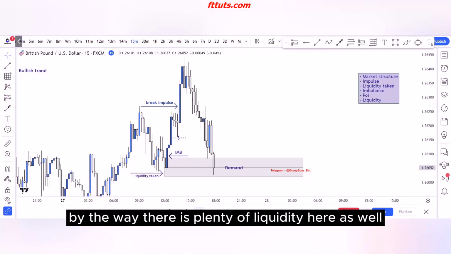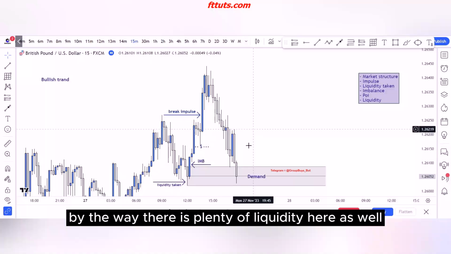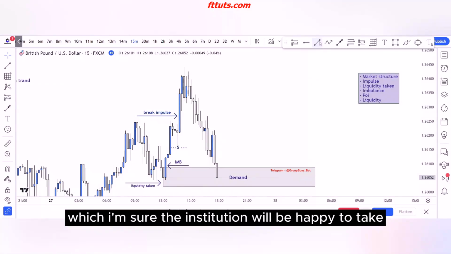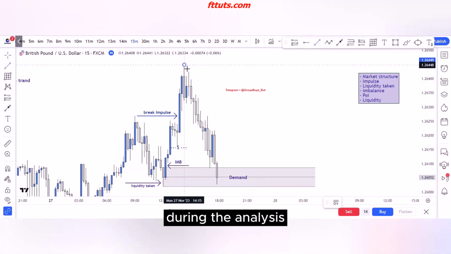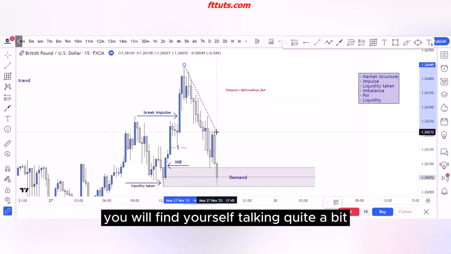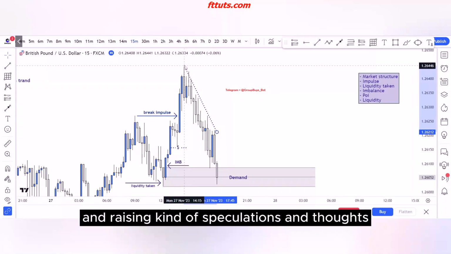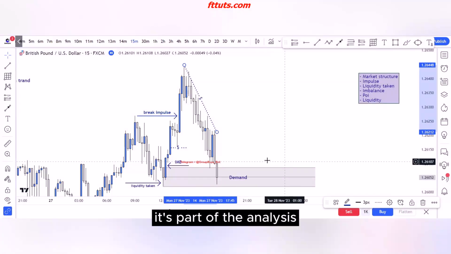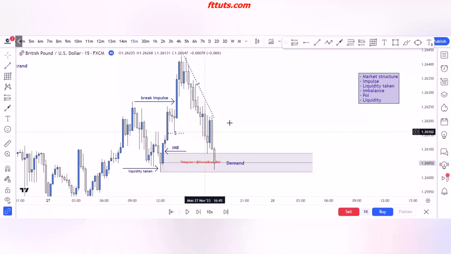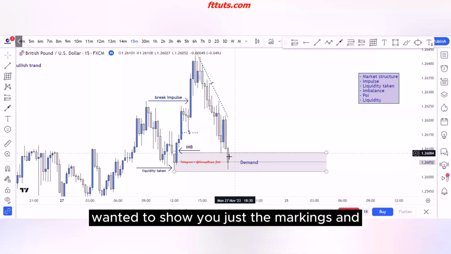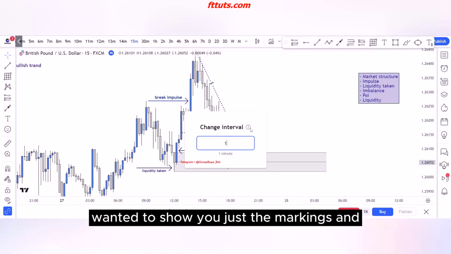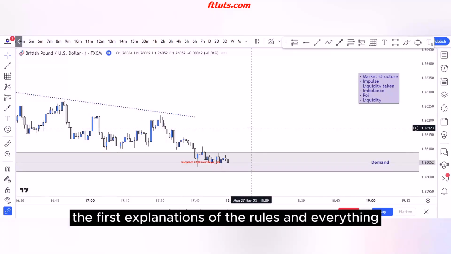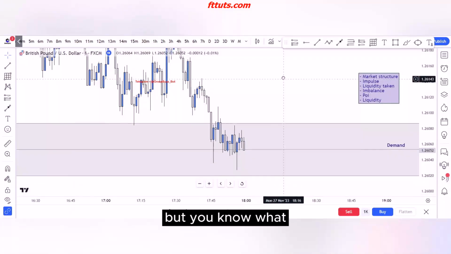By the way, there is plenty of liquidity here as well, which I'm sure the institution will be happy to take. During the analysis, you will find yourself talking quite a bit and raising kind of speculations and thoughts, and that's fine. It's part of the analysis. So this is what I wanted to show you, just the markings and the first explanations of the rules and everything.